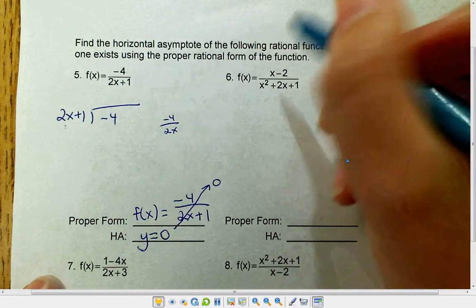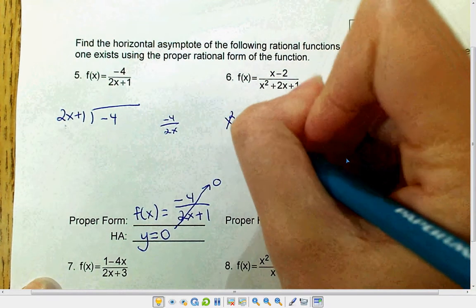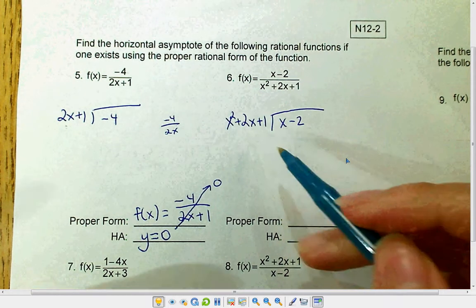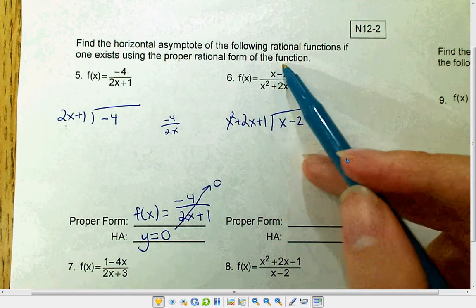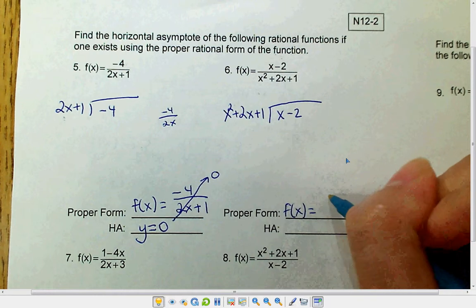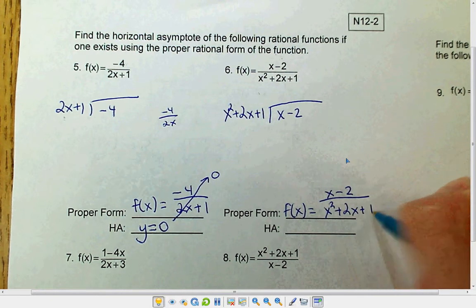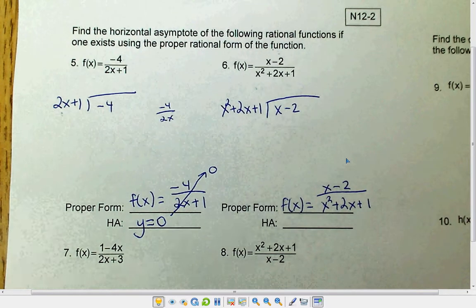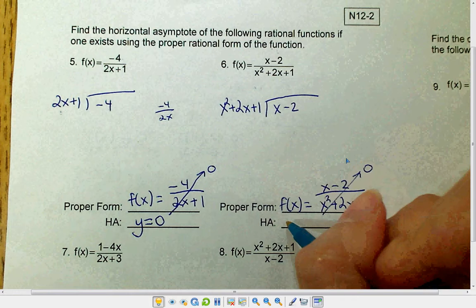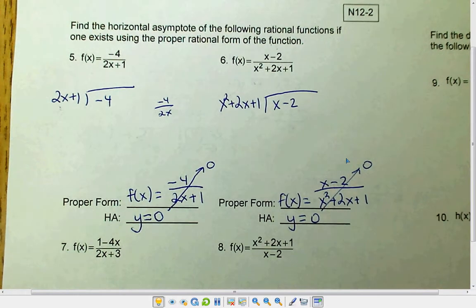Let's look at number 6. So for number 6, again, if I'm trying to divide to put it into proper form, can I divide x by x squared? No. Again, my degree on top is already smaller than my degree on bottom. This is, again, already in proper form. So my proper form is my original function. And again, the fraction part goes to 0. So if this goes to 0, what's left over? Nothing. My horizontal asymptote is, again, y equals 0. Because that whole thing goes to 0.